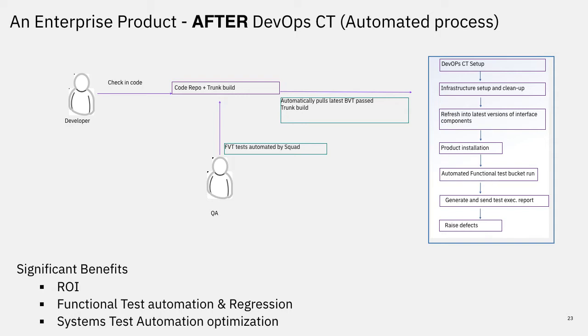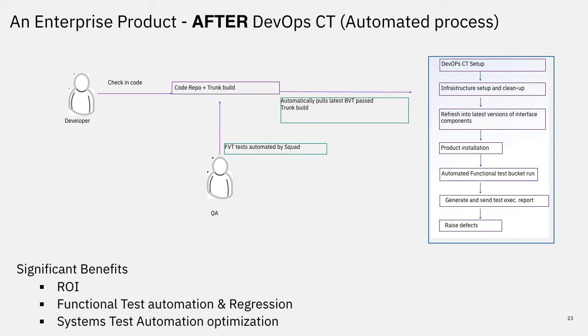Your functional test is automated, and then your regression is automated, and then your systems test is optimized and automated because of removing the manual interventions from the entire process. You're able to optimize your developers' and testers' time, and you're able to actually allocate your testers to spend more time on creative testing and identifying those issues that are not caught by the automation tests.